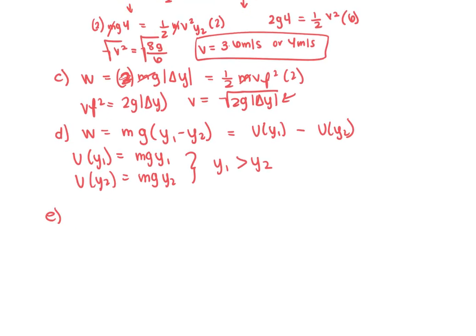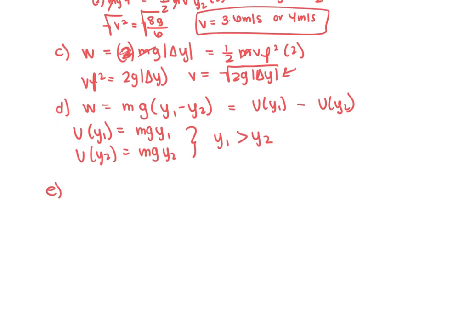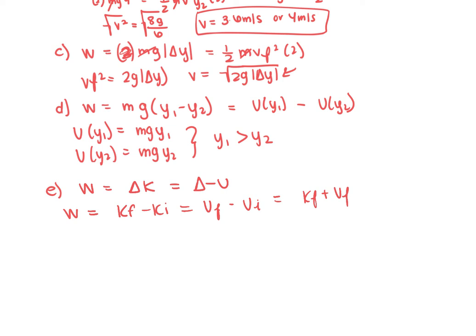Now, for E, this is a really long one. E is going to be the work equals the change in the kinetic energy, which equals the change in the potential energy, as we mentioned in the previous part. Simplifying this and breaking it out even more, it's going to be K final minus K initial equals U final minus U initial. And we want to combine like terms, so that means that K final plus U final equals U initial plus K initial.